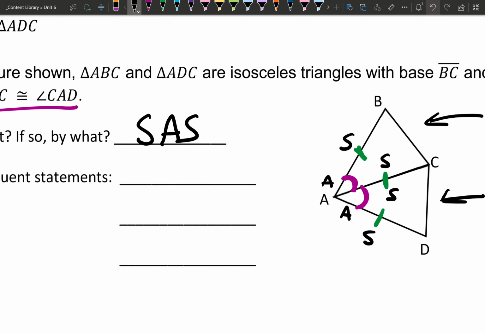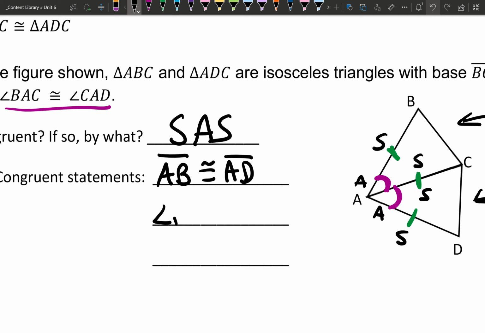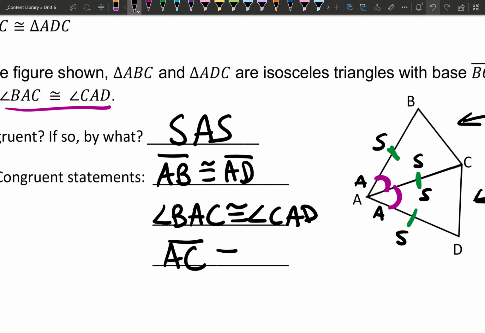Let's write down the congruency statements. First, let's write down those two outside sides. We've got AB, which is congruent to AD. We also have the angle. It was given to us, so I'm just going to copy exactly what was typed. Angle BAC is congruent to CAD. And lastly, they both share the line in the middle. It's going to look kind of silly, but we'll write that AC is congruent to AC because they both share it, they both have AC.